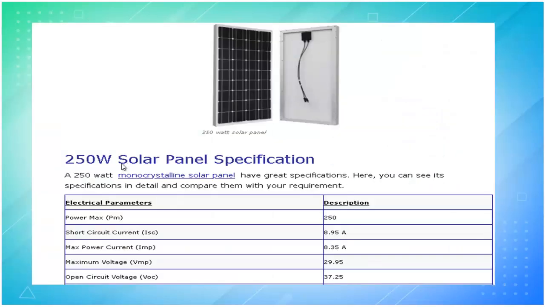Now I have taken an example. This is a 250 watt solar panel. The thing you have to notice is the 37.25 open circuit voltage, which means without connecting any load, what is the voltage output of the panel when it is exposed to sunlight. That is what they call the open circuit voltage, and this is not the operating voltage. The operating voltage of this panel output is around 24 volts. So 37.26 volts is the open circuit voltage.